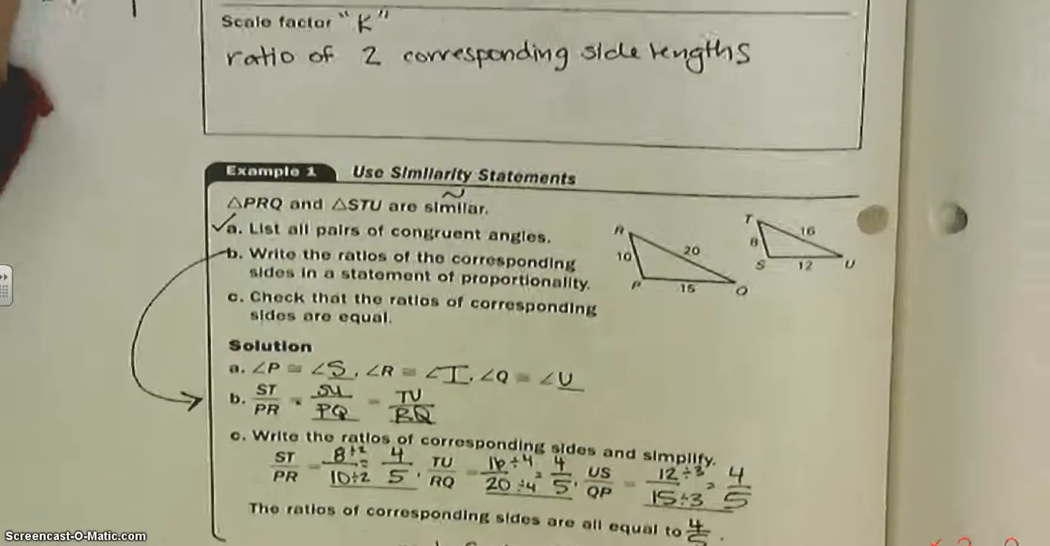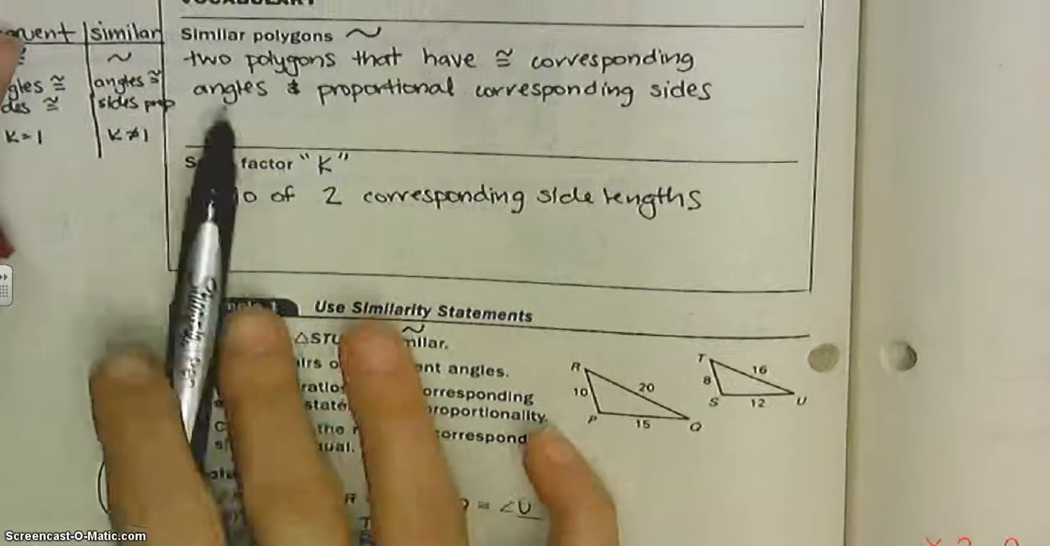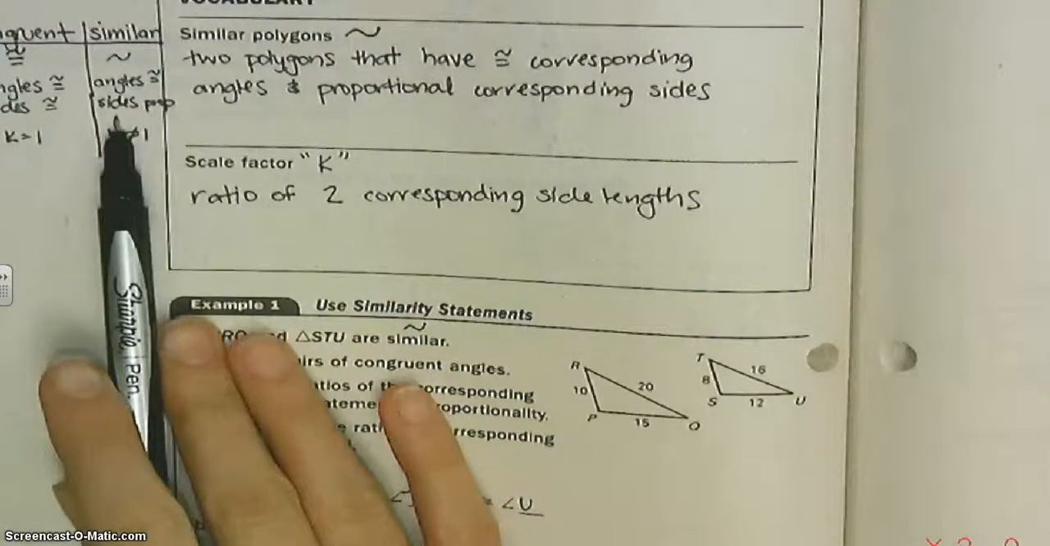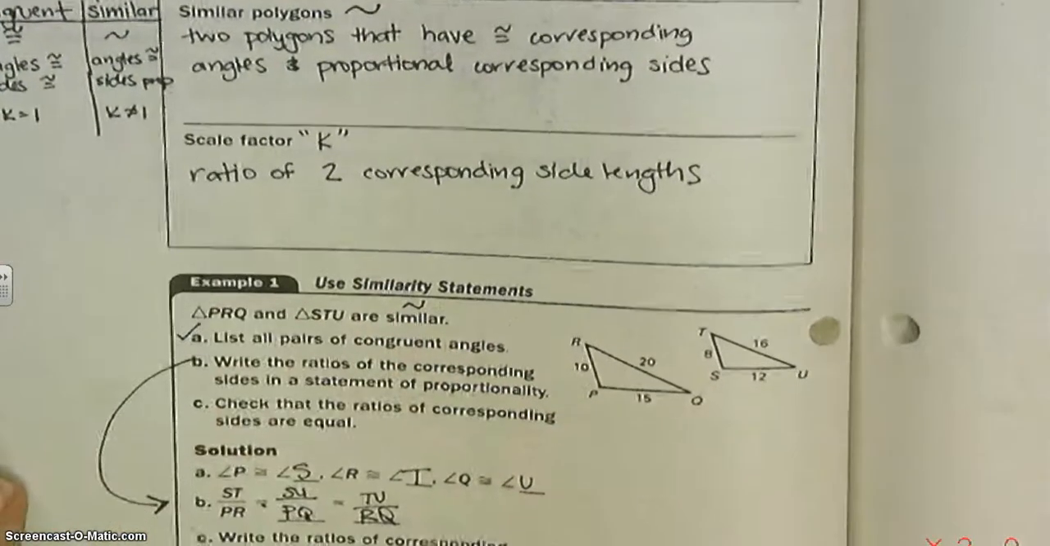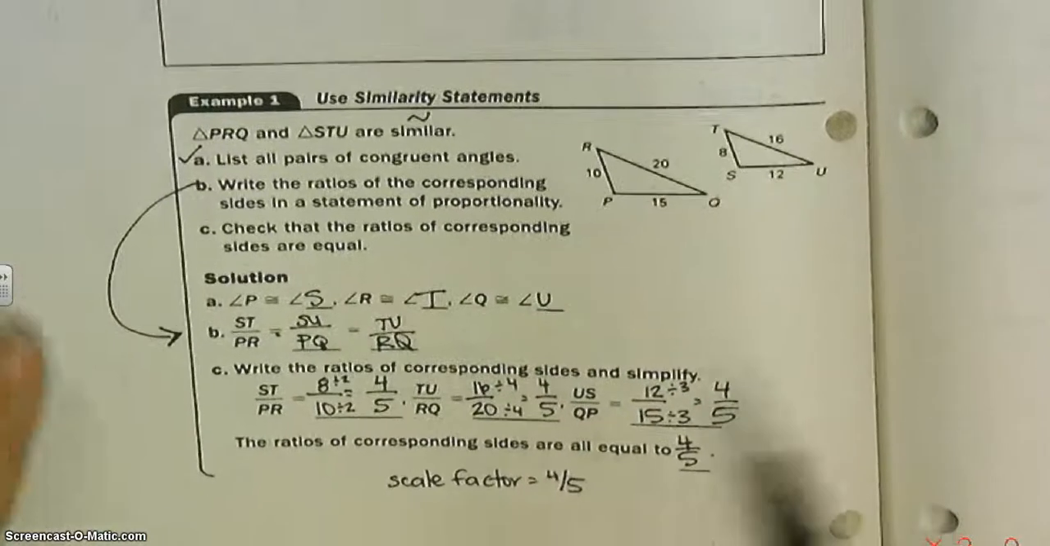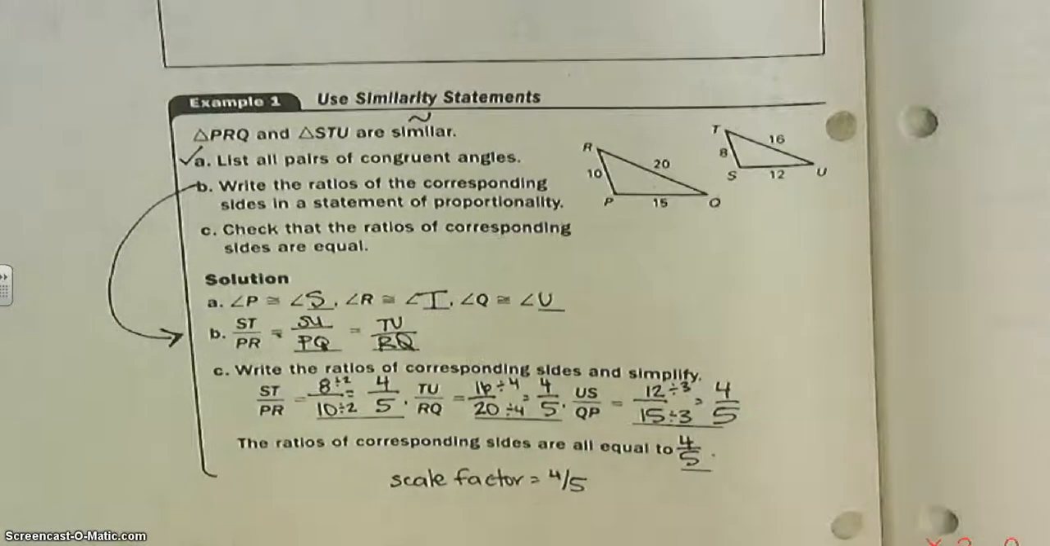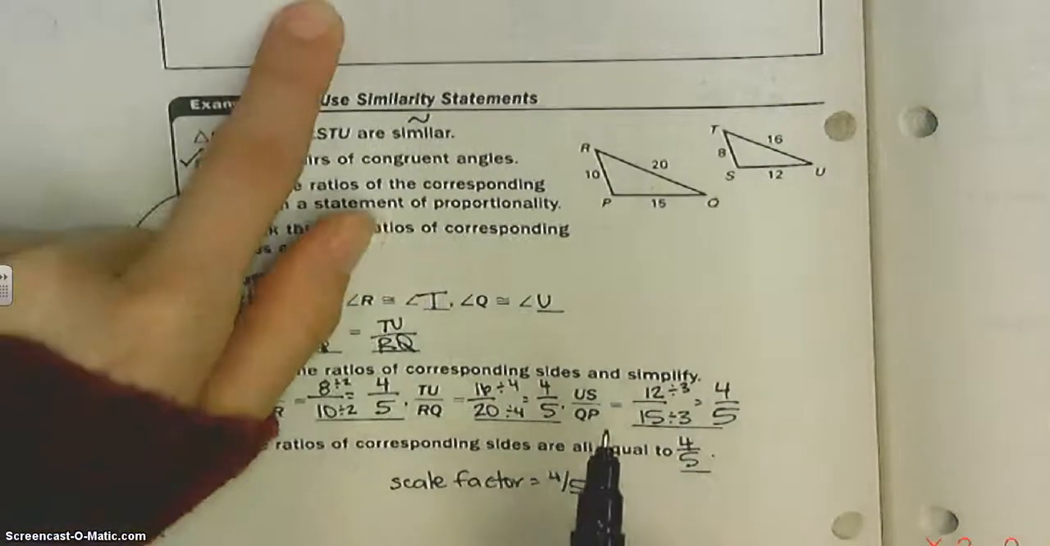So look how we checked. We saw the angles were equal, and we saw that the sides were proportional. And that proportion, that ratio is 4 to 5. That's what K is. That's our scale factor.